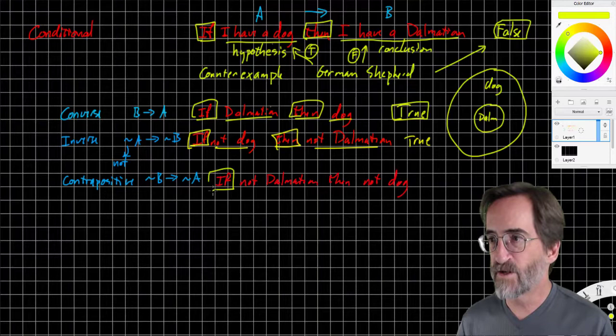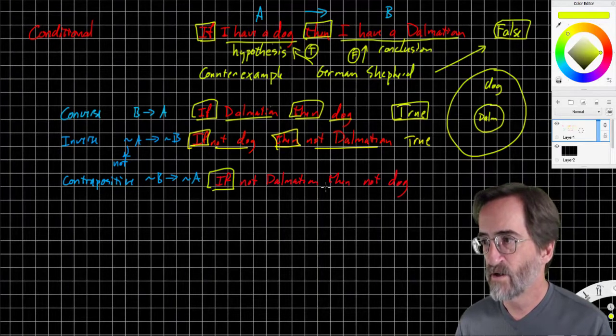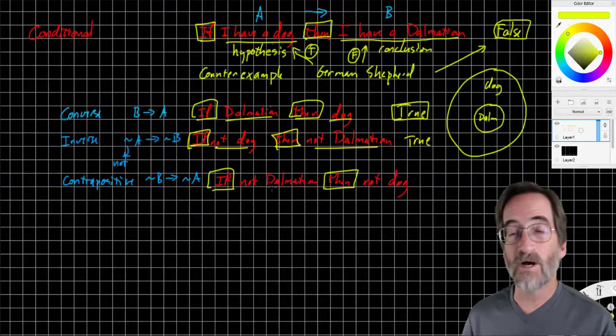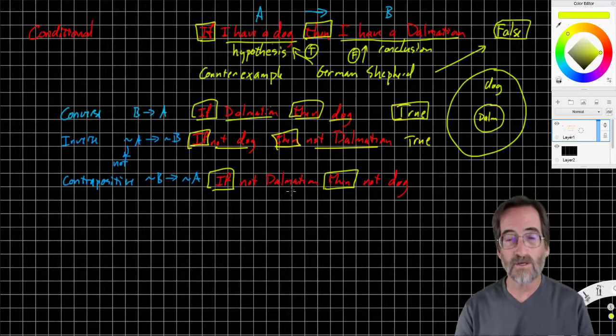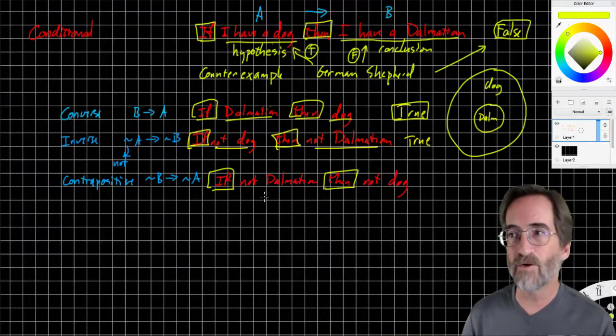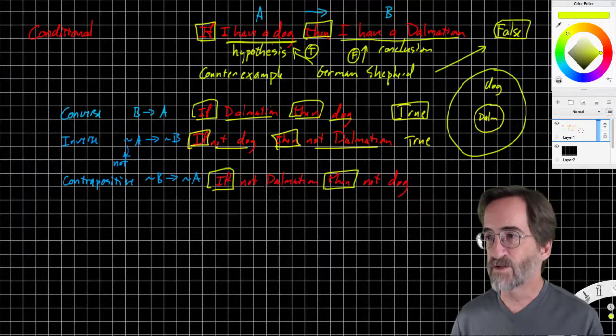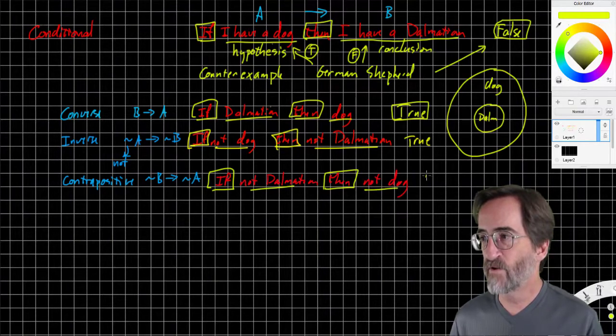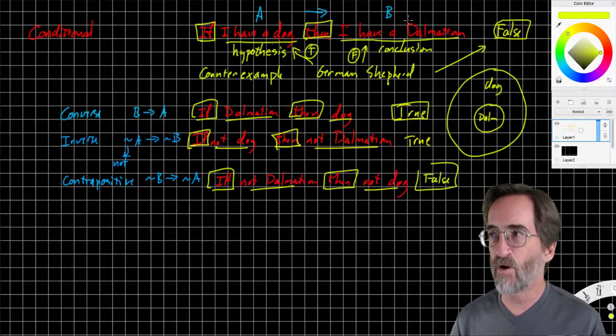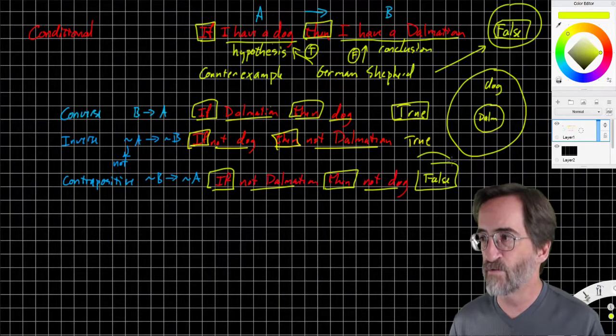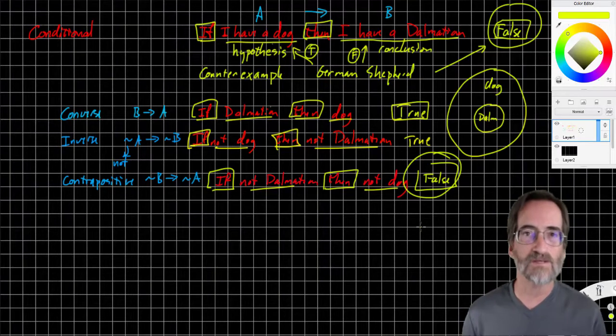If it's not a Dalmatian, it's not a dog. Can you think of something that's not a Dalmatian but is a dog? Well, the German Shepherd comes to mind. This has a truth value of false. And one of the interesting things about contrapositives is they always have the same truth value as the original statement. That is, they are logically equivalent.